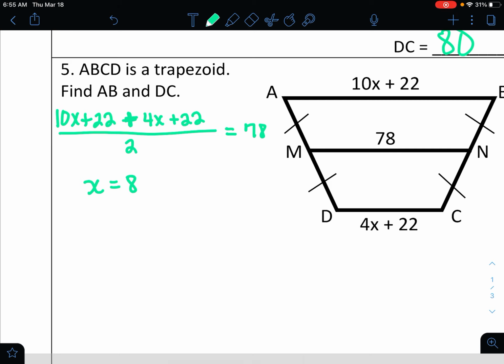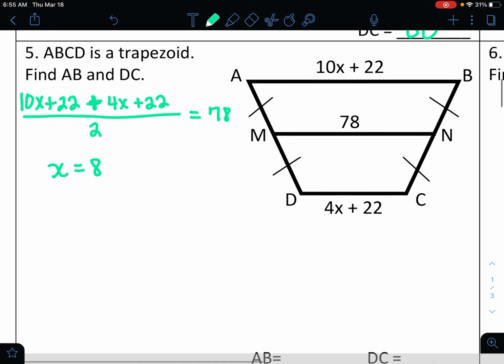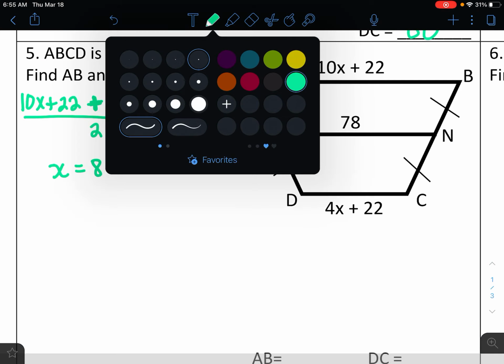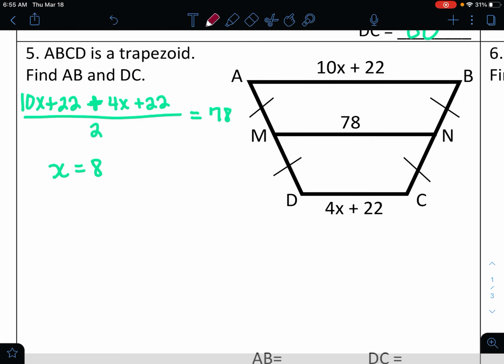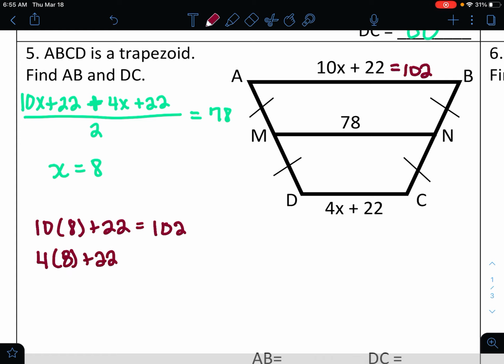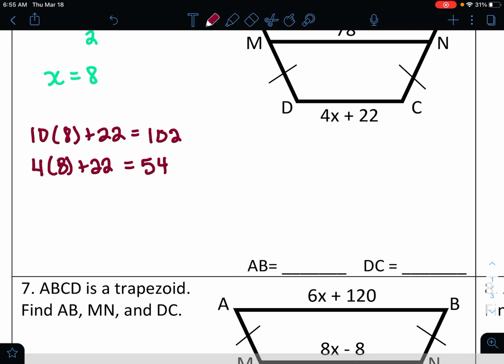Now, 8 is not the answer that we're looking for. We're looking for AB and DC. So guess what? You have to plug it in. So we have 10 times 8 plus 22. That's going to be 102. Then we have 4 times 8 plus 22, which is going to be 54. So we get 102 and 54.